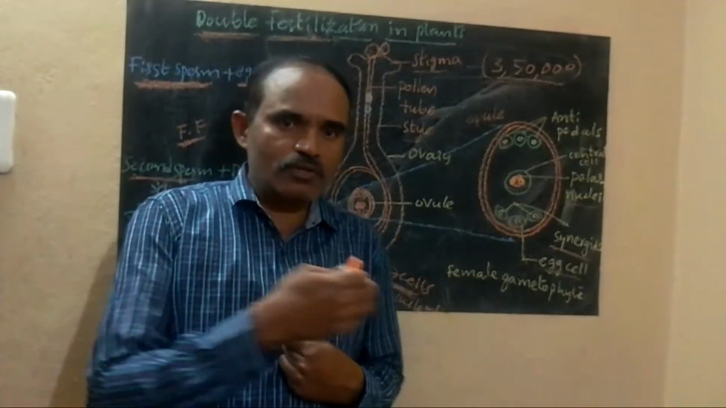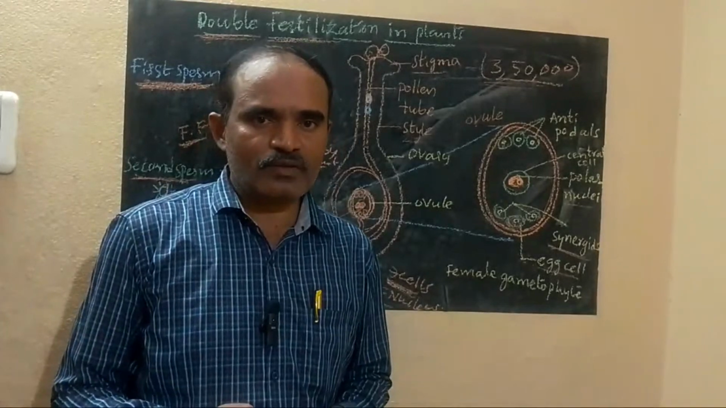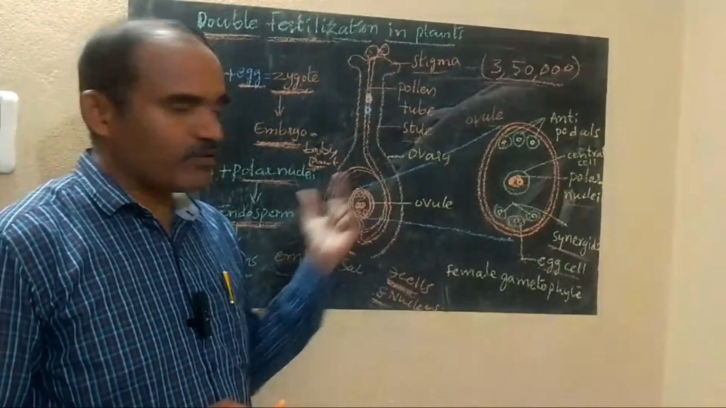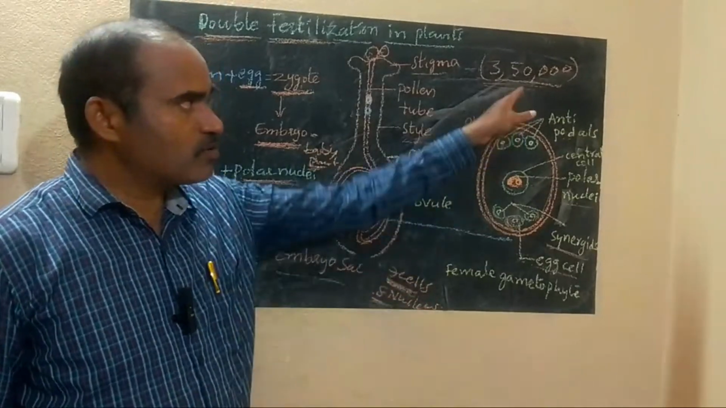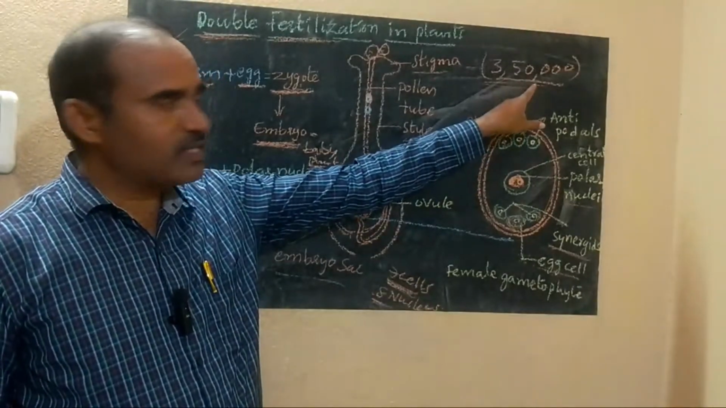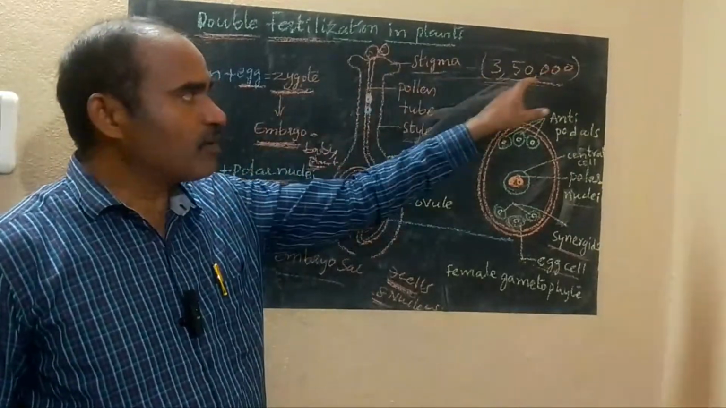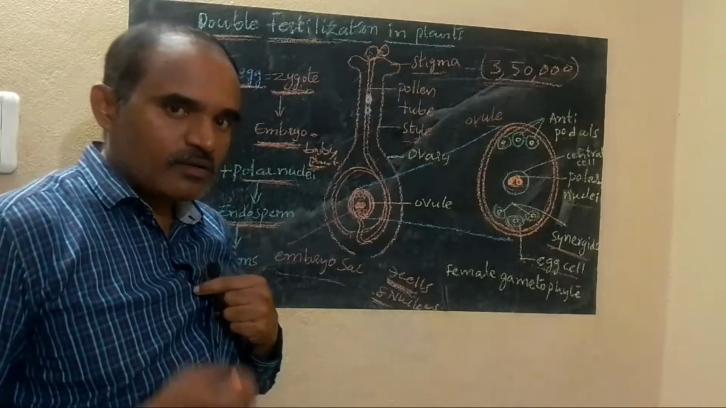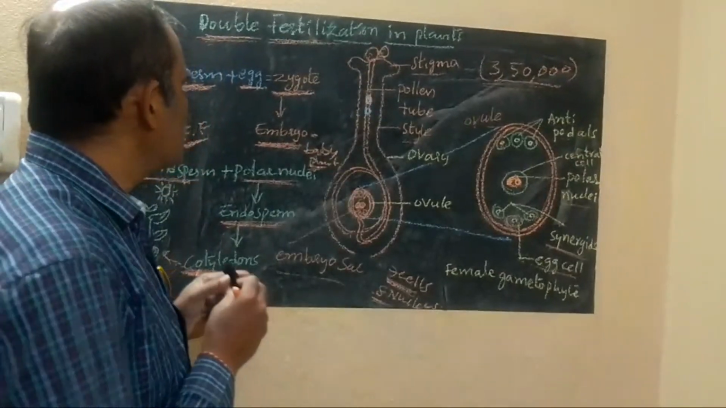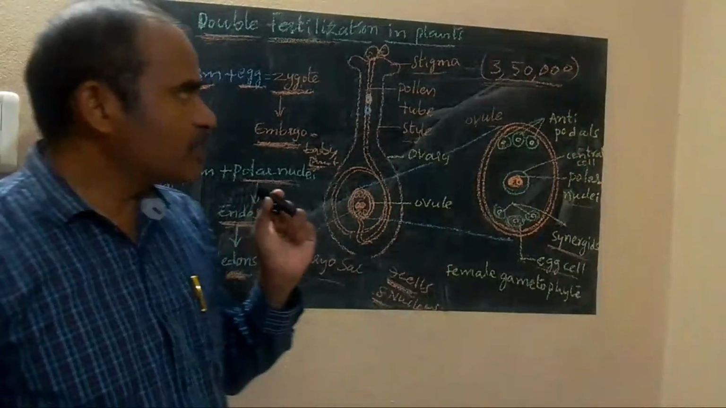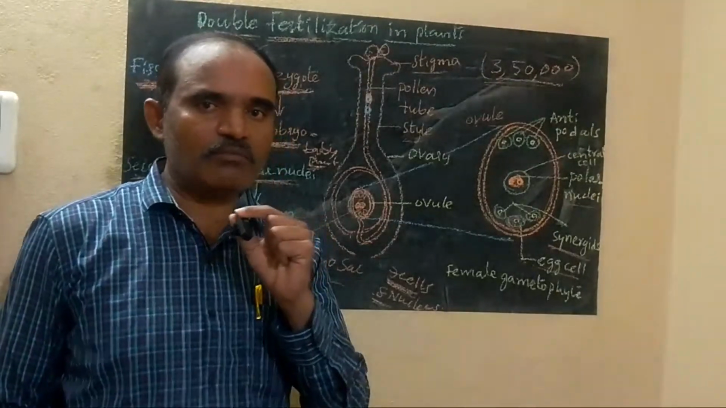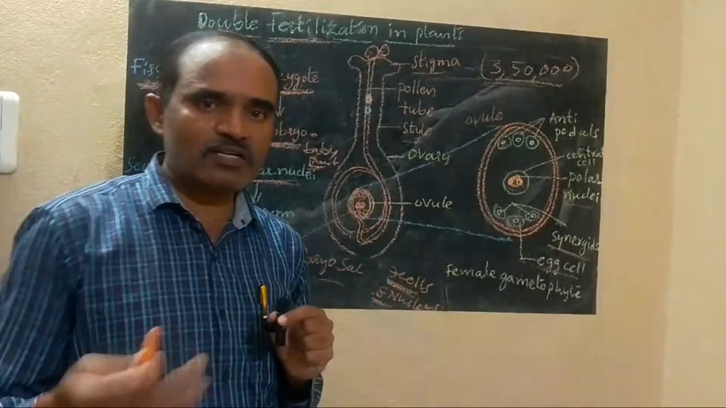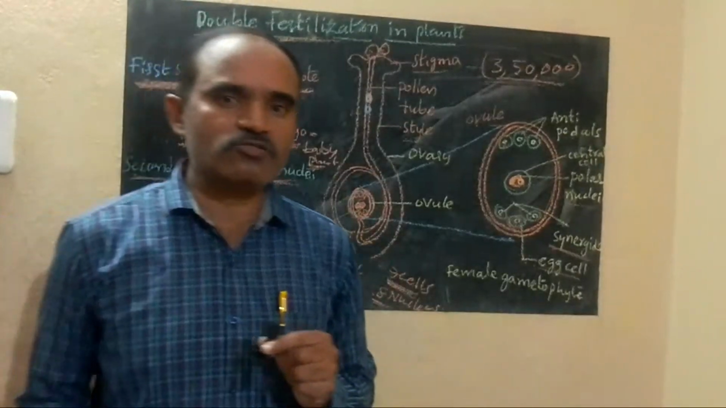So this is about double fertilization in flowering plants. In total, 3,50,000 flowering plants are present. So this is about double fertilization.